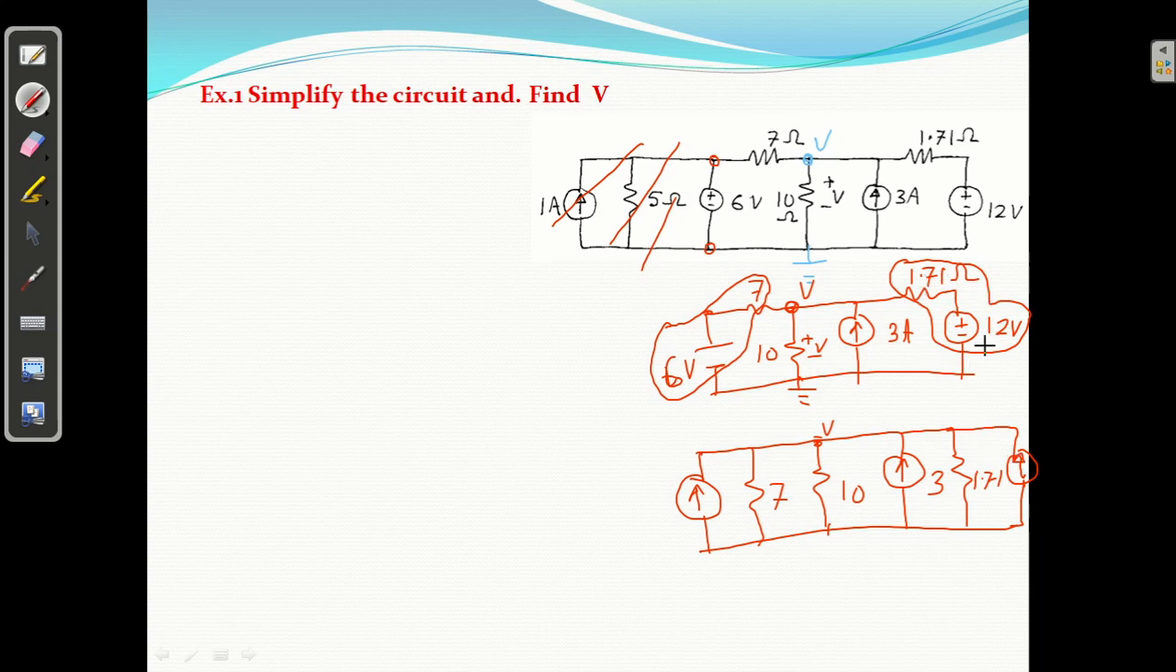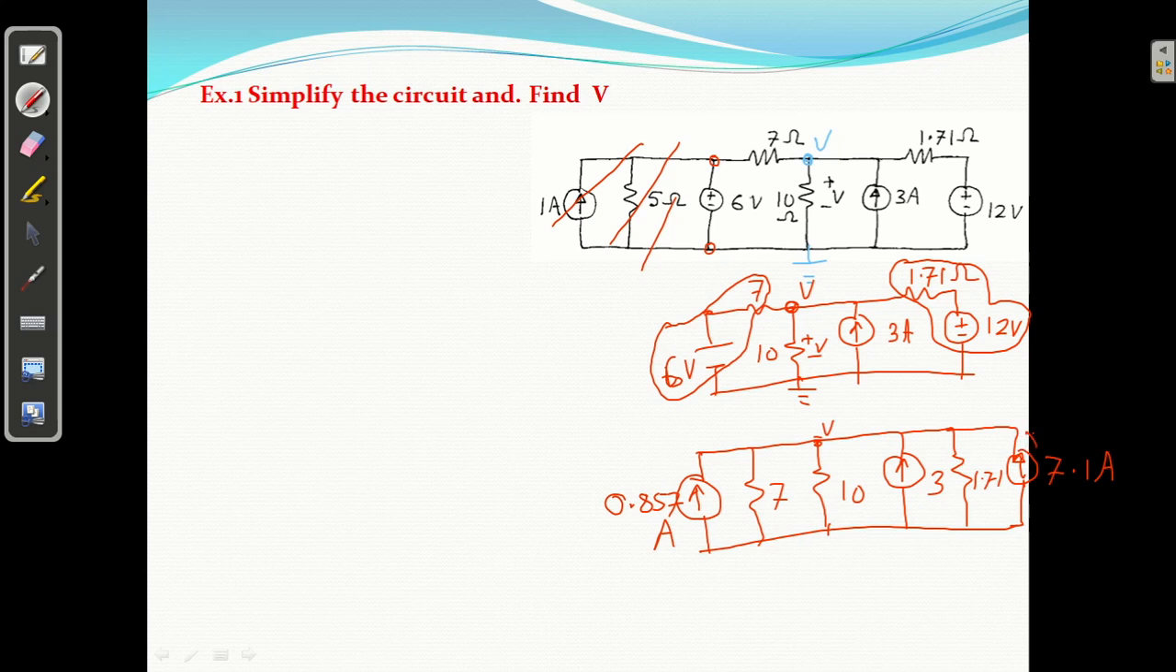I am going to convert this voltage source into a current source. What is the value of this current source? That is I equal to V by R, 6 by 7. So I am going to use the calculator. 6 by 7 is 0.857 ampere. Or on this side, this is 12 by 1.71. So 12 by 1.71, I am getting 7.1 ampere.